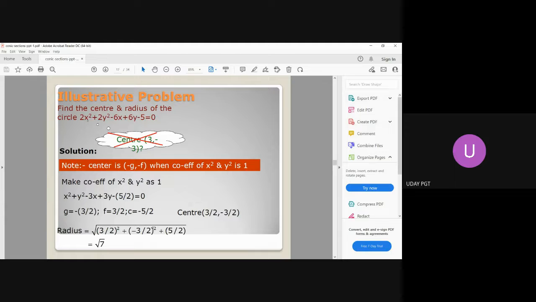So be careful when comparing, and take the values of g, f and c properly. This can be done in another way also: by the completing square method, writing x square and minus 3x together. By using the completing square method we are going to extract this. That part you try at home. Okay?